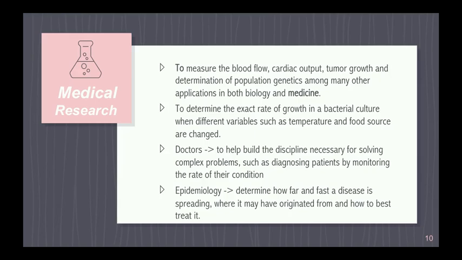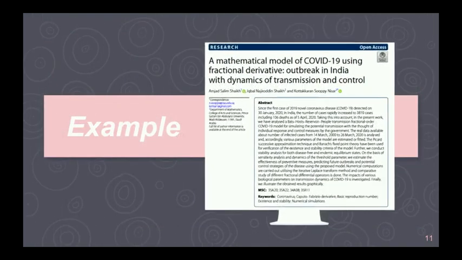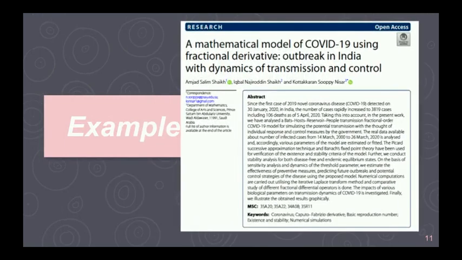Here's an example that I found where an Indian university used calculus to build a mathematical model of COVID-19 so that they can control the rate of transmission in India and maybe decrease the rates of transmission.